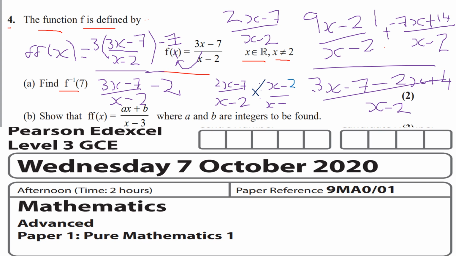And then you can cross cancel, or cross simplify. You get that over that, where a is equal to 2, guys, and if I'm not mistaken, b is equal to minus 7. So that was quite a tricky, but doable question.